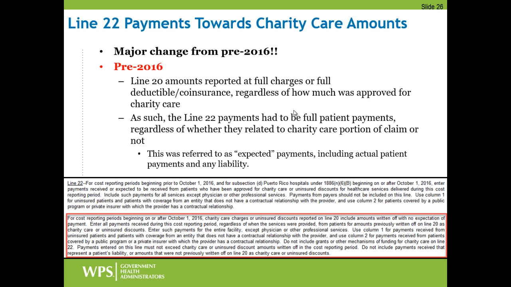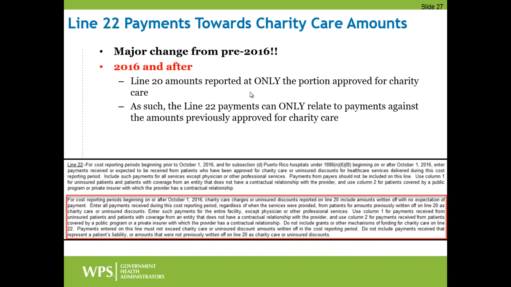A lot of those payments probably went to non-charity care approved portions, and that was fine. But the other piece of that is that it had to be expected patient payments, whether they actually did pay or not. You have to be able to compare both at the gross level, the gross charges, full charges, and the gross payments expected of the patient. So that's the instructions. If you look in line 22, you see beginning prior to 10/1/16 or on or after 10/1/16.